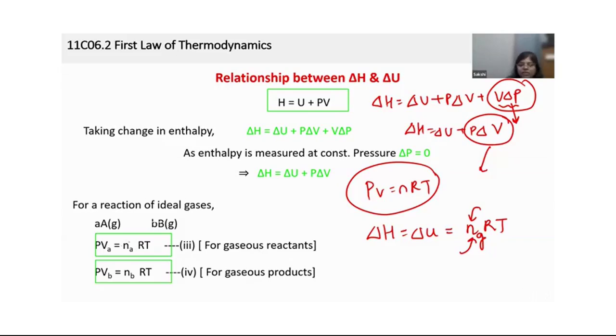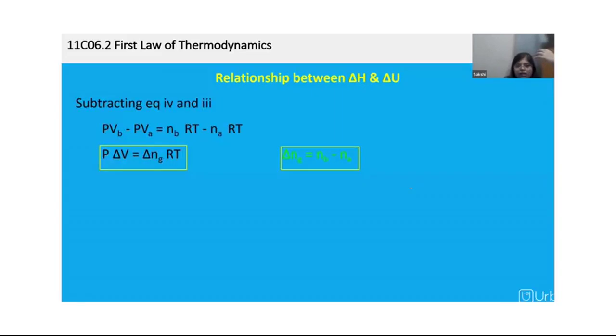Suppose PV is equal to nART, this is for this particular system. PVB, that means this is for this gas. If I want to find out the difference of their moles, how will I find out? Moles of B minus the moles of A. So delta Ng is nothing but the difference in the moles of the product minus the reactant, right? So the equation becomes delta H is equal to delta U plus delta Ng RT, right?